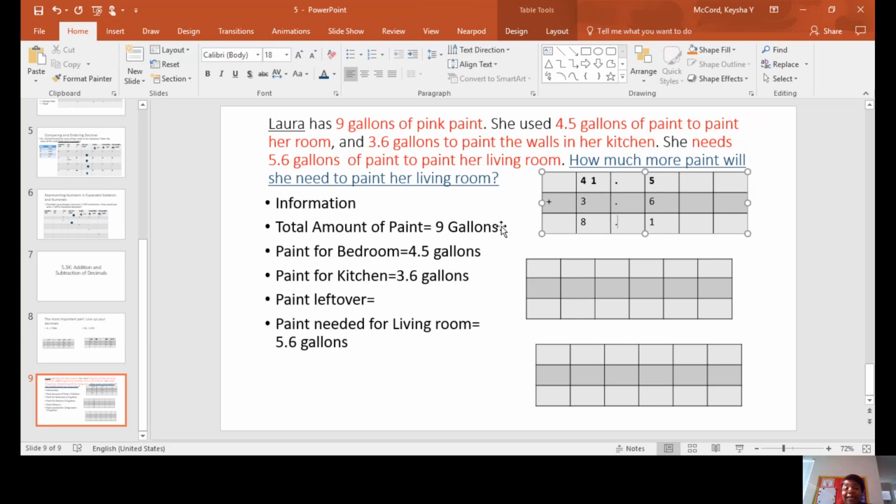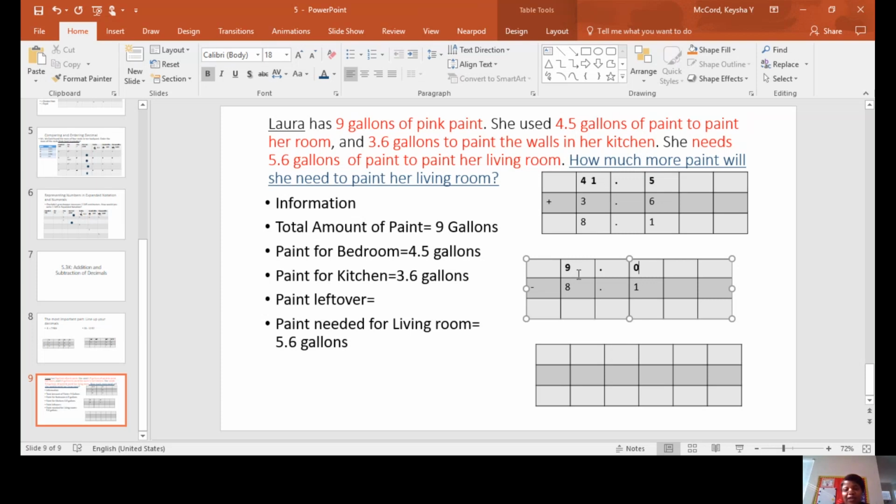Remember, she started out with 9 gallons and she's used 8.1. So what do we need to do next? I know how much she's used so far and how much paint she started with. I need to subtract. I'm going to subtract 8.1 from 9 gallons, the amount of paint she started with. Again, 9 does not have a decimal, but I know I can put a decimal and then add a 0. Bam, problem solved. So let's start subtracting.